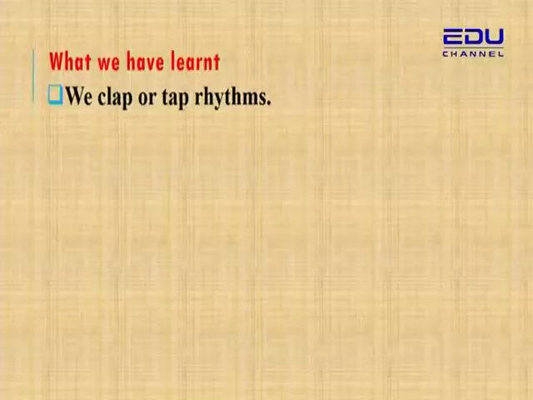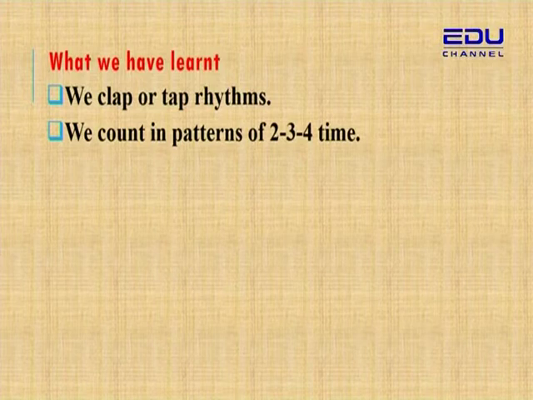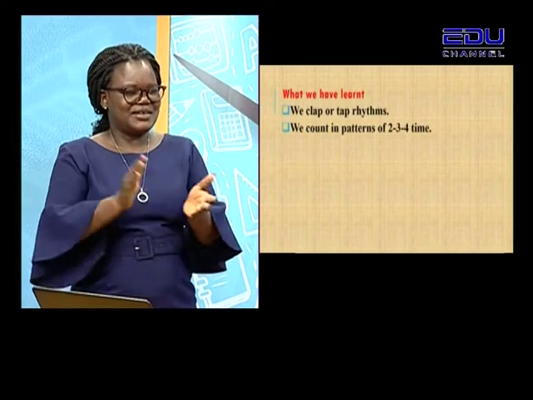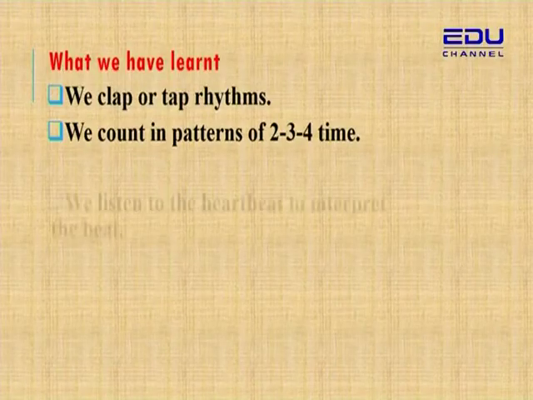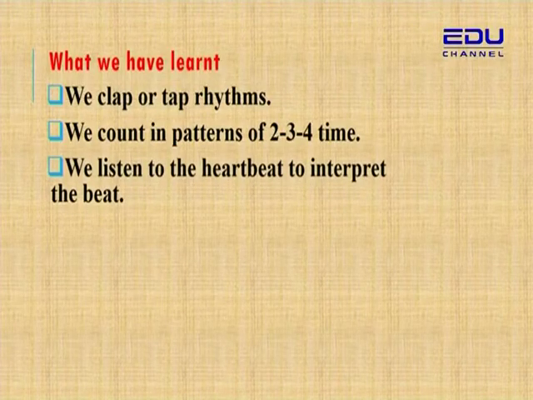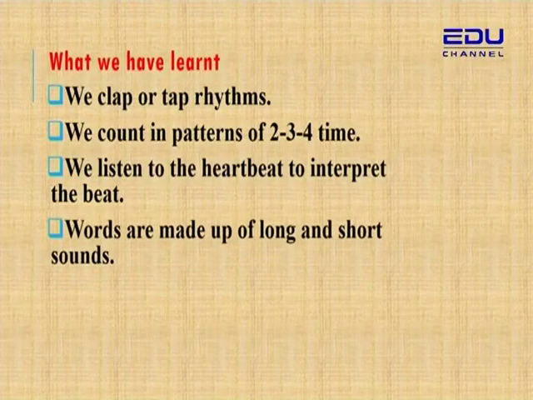So that brings us to our summary on what we have learned today. One, we clap or tap rhythms. Another thing which is very important is we count in patterns of 2, 3, and 4 time. One, two, three, four. Then we listen to the heartbeat to interpret the beat, because the beat has to be constant. And finally, words are made up of long and short sounds. The crochet and the quaver.